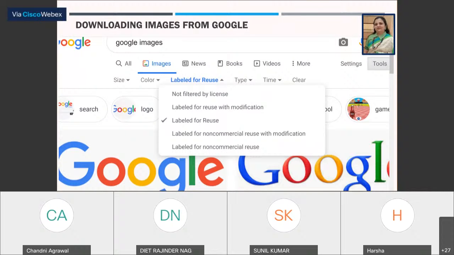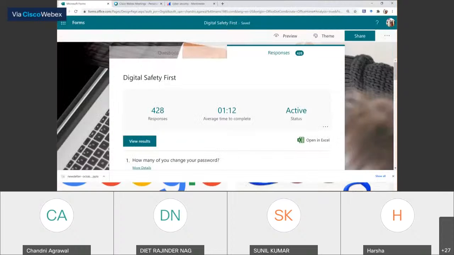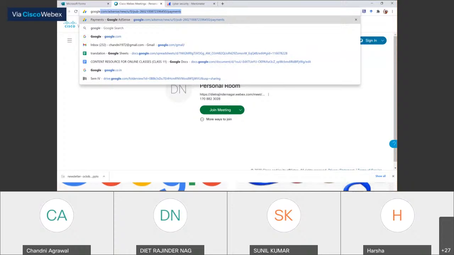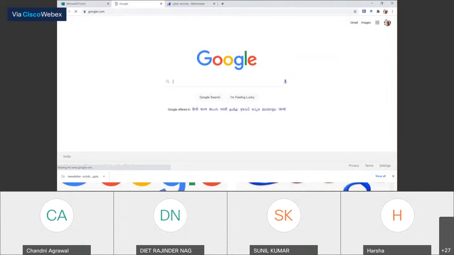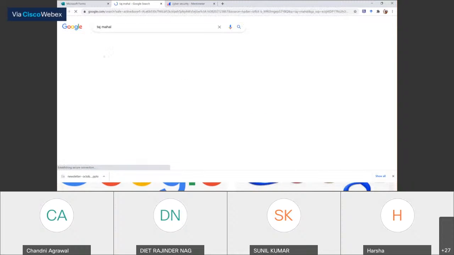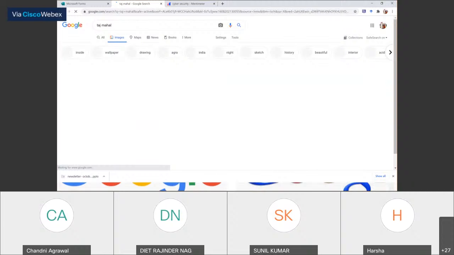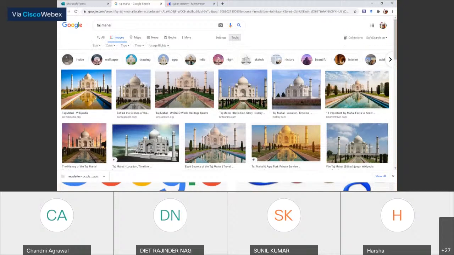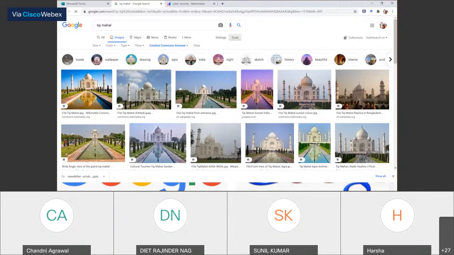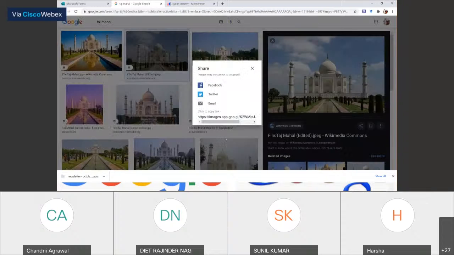Then, downloading images from Google. Now this concept is a little bit changed. Here, if I write google.com and search for an image, say I am searching for Taj Mahal, and I want to use it, but I want to use images under a Creative Commons license. So always use Creative Commons licenses for your work, for creating a lesson plan or anything else, and acknowledge and give the reference. When you click here, you can see the reference of this image. You can give the reference of the image wherever you are using it.